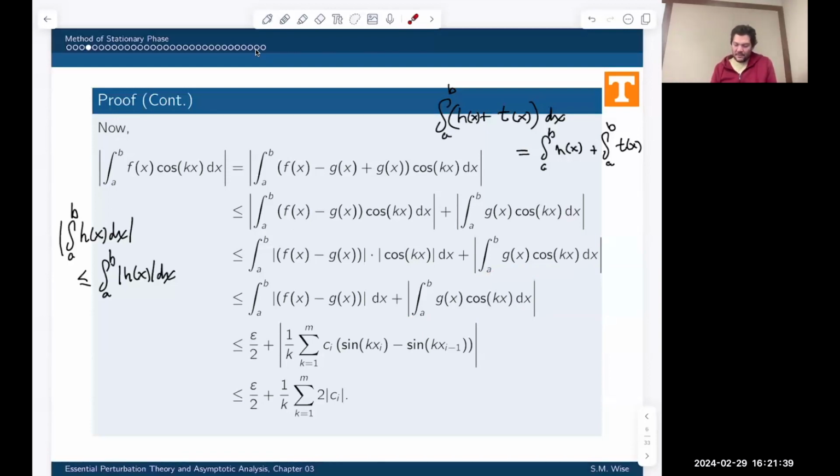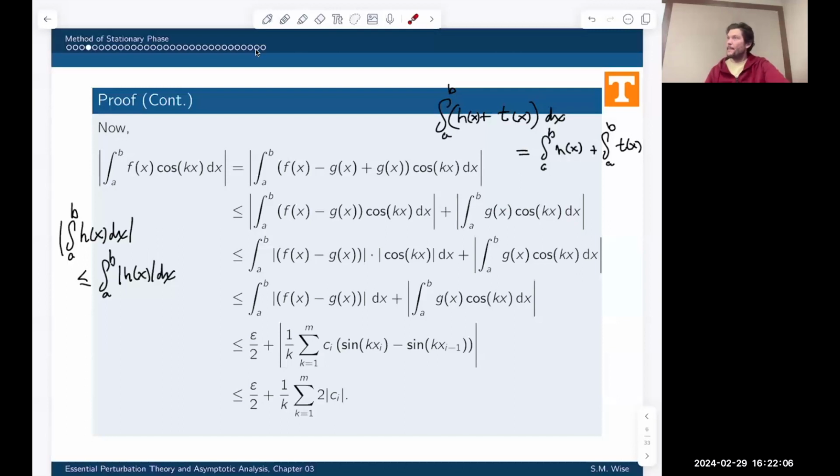Now this one I said before, g is a close cousin of f, right? It's close within epsilon over 2 in integration. So that's where I use that step. Now, finally, I want to think about what this guy is. This is just a step function, right? And I can integrate the cosine against this guy term by term in that step function.